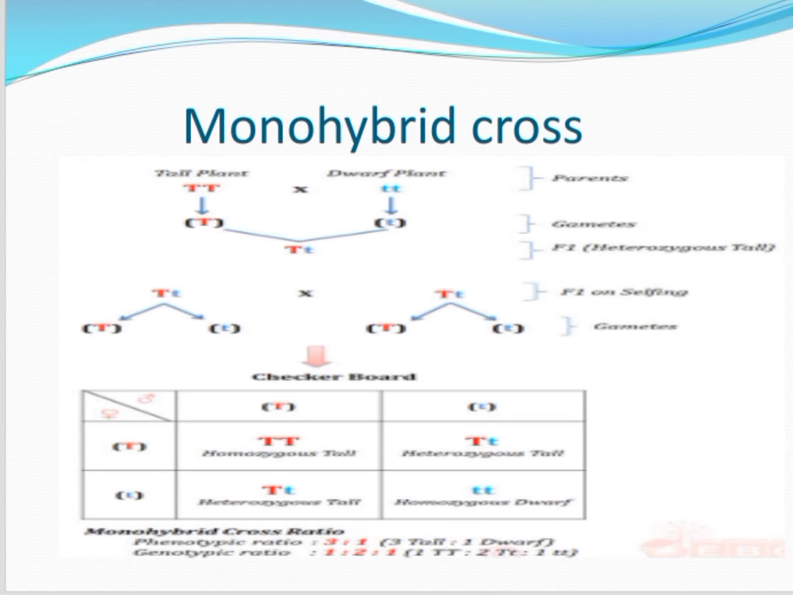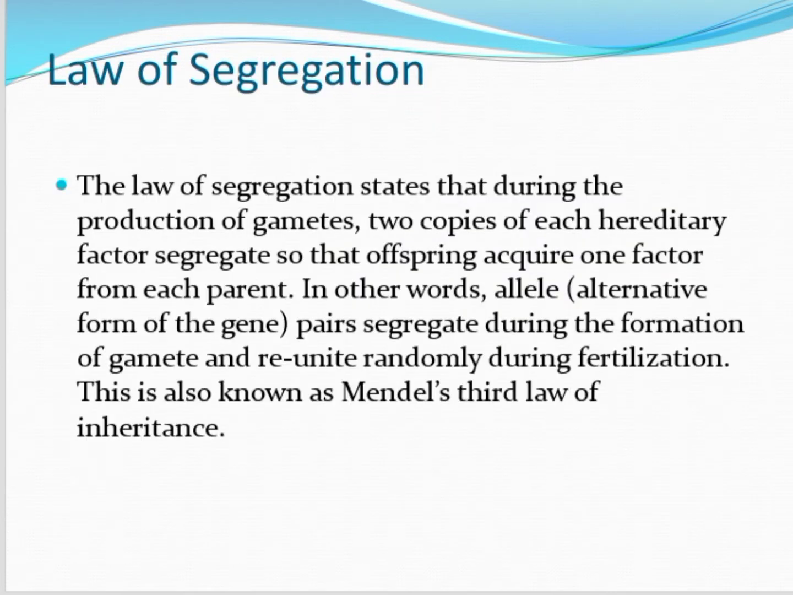So here you can see in the next one, the F1 generation, one capital T and one small t, which is the heterozygous condition. That means all are tall, because one dominant allele can express its character. Later, Mendel self-pollinated them, and in the checkerboard, if you observe the result, the phenotypic ratio is 3:1 and the genotypic ratio is 1:2:1.